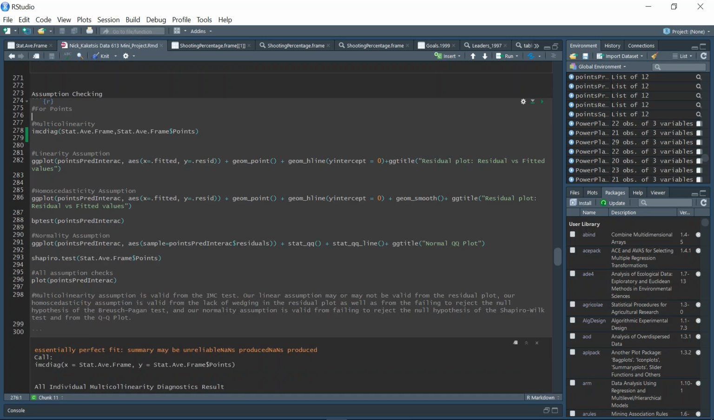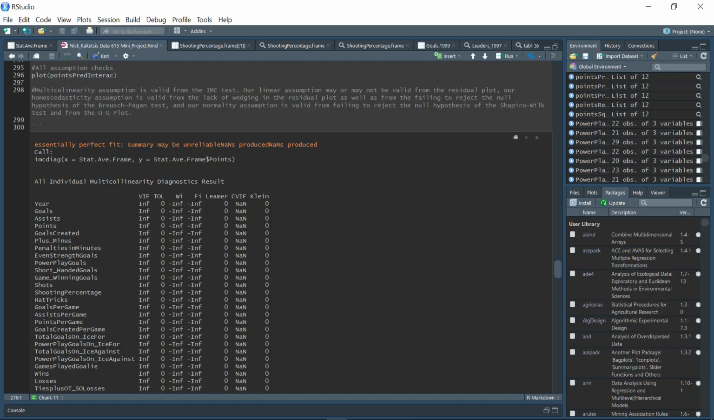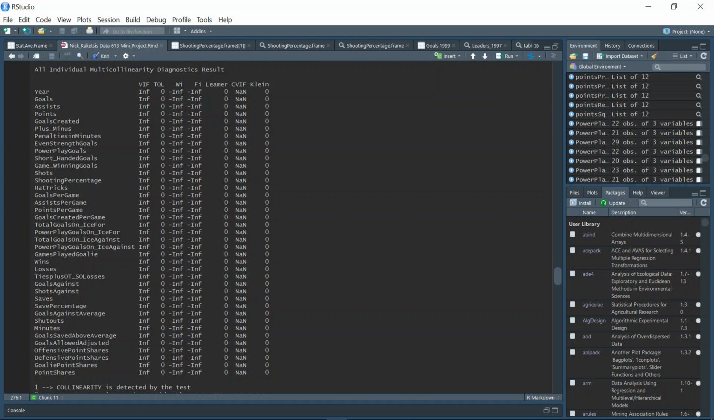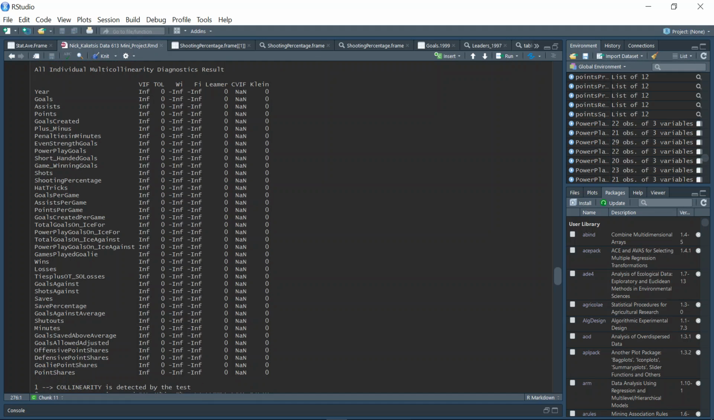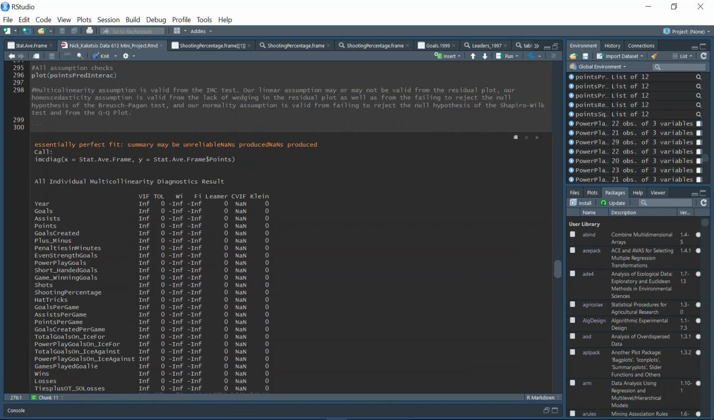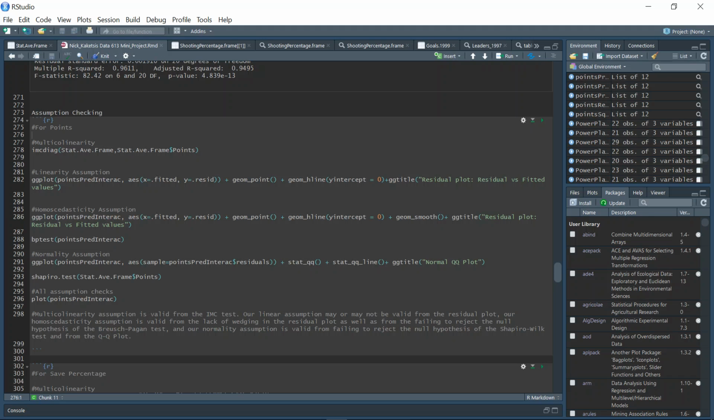multicollinearity in the data. So it checks each pair of stats and sees if there's collinearity, which means they're collinear or have high correlation, which can throw off your model massively. And as you can see, if there's a 0 anywhere, collinearity is not detected by the test. So we have significant evidence to show that there's no multicollinearity present in these.